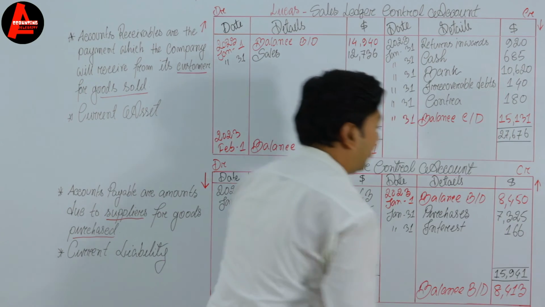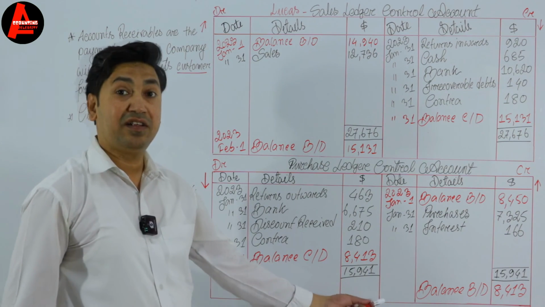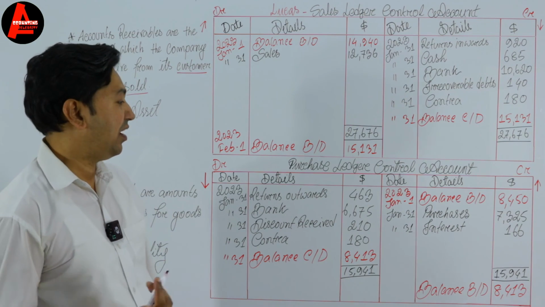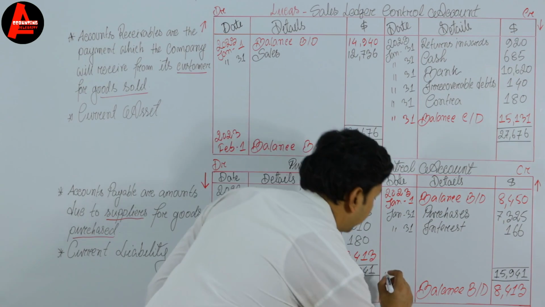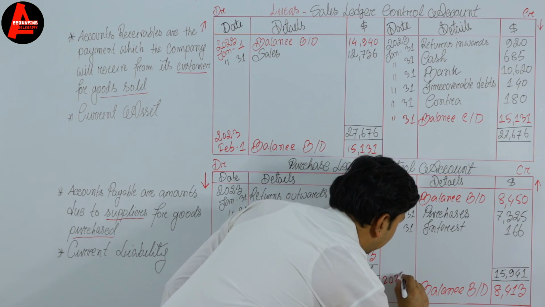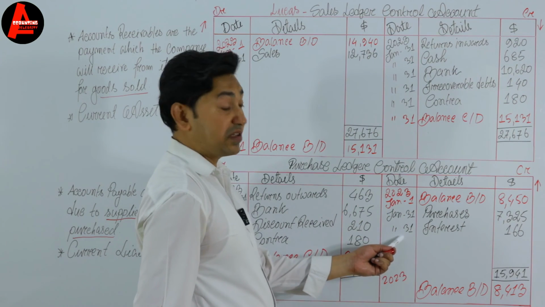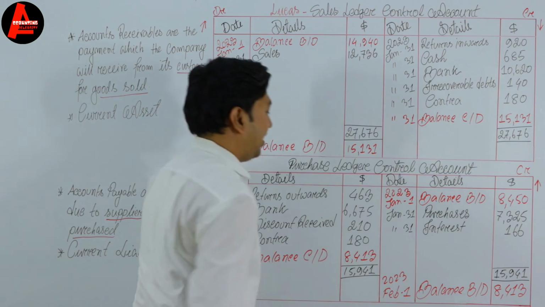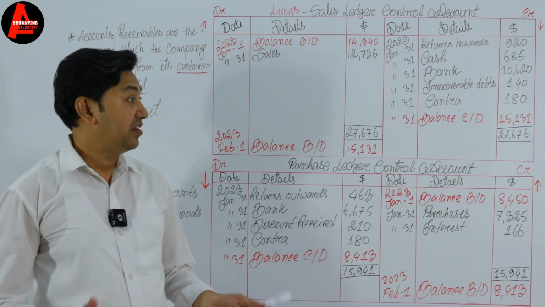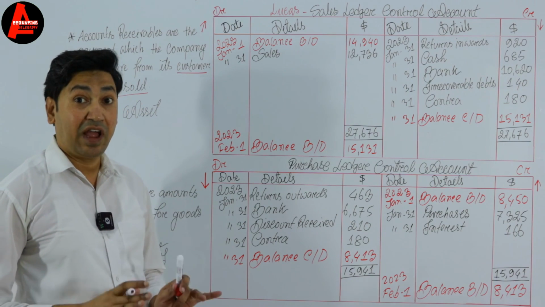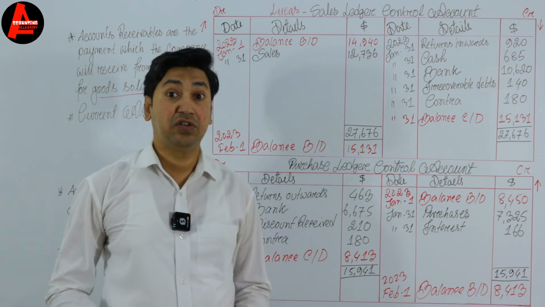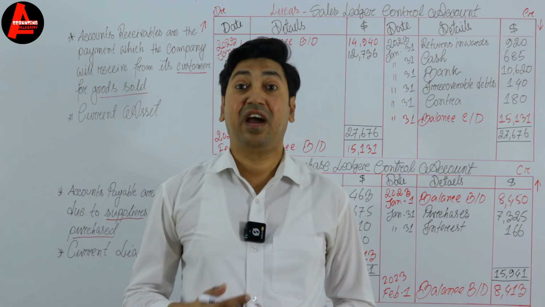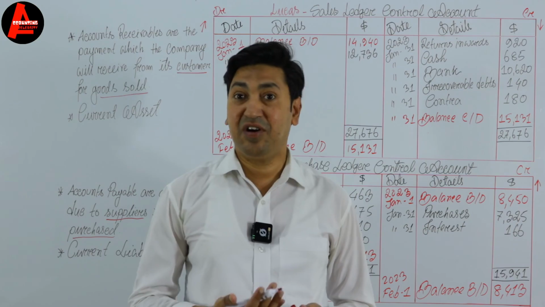So here we will write balance b/d 8,413, and what will be the date here? Date will be the first day of next month. So here we are doing for 2023 January 31st, so next month will be February 1st. Okay, so completed. This is how you need to prepare control accounts. I believe if you understood these two tutorials, you will never make mistakes. You will get the highest scores in your exam or test.